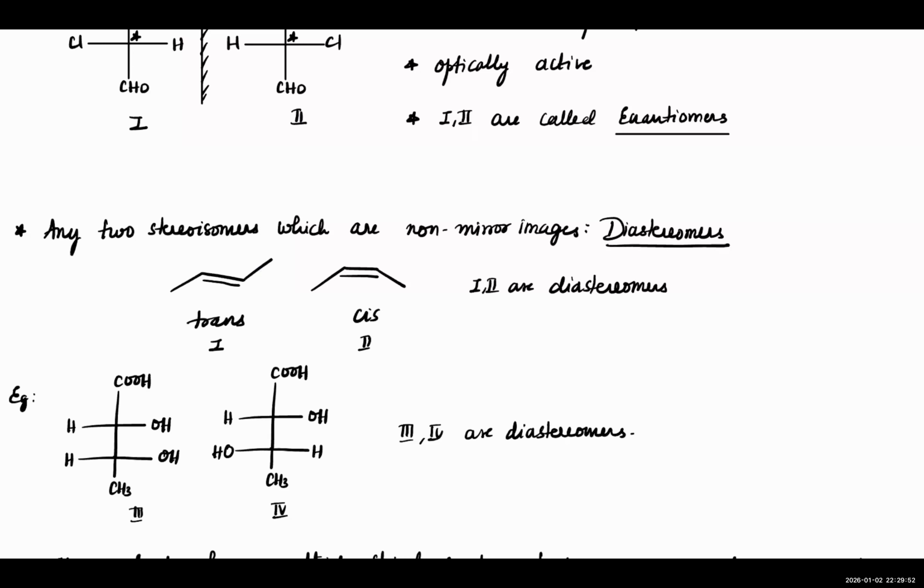Of course, they are optically inactive, but that doesn't matter. That is not what the definition suggests. The definition is very simple. It has to be non-mirror images. That's it. As long as they are non-mirror images, and they are stereoisomers, then they are diastereomers.